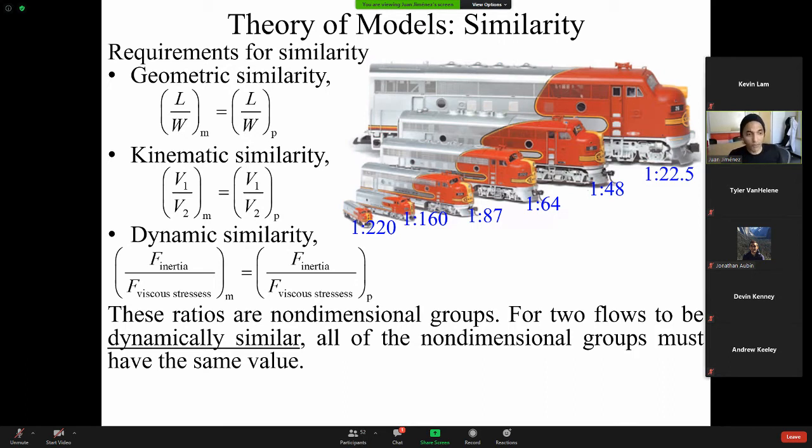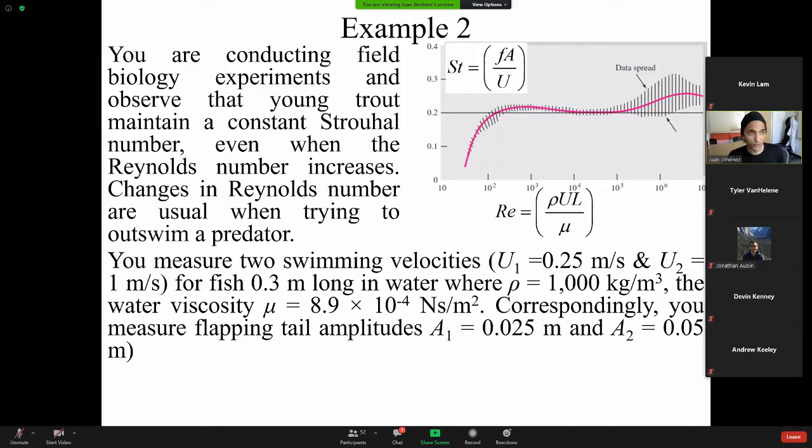So let's look at a simple example where you can learn how to work with these numbers. Let's say you're doing an experiment looking at fish swimming, at trout, and you find out that trout maintain a constant Strouhal number. This is the Strouhal number here. This is your Reynolds number. Look, the Reynolds number is changing by orders of magnitude, from 100 to 1,000 to 10,000.